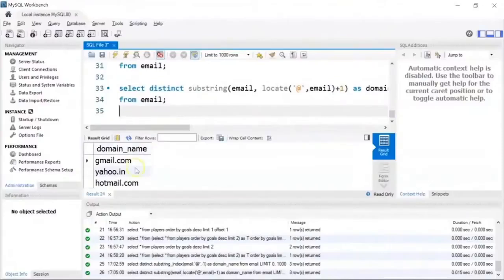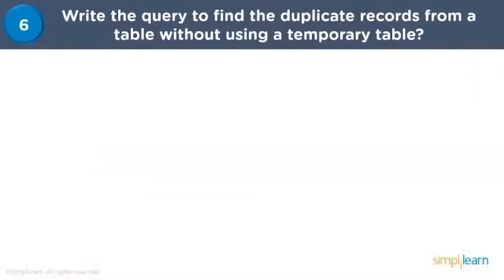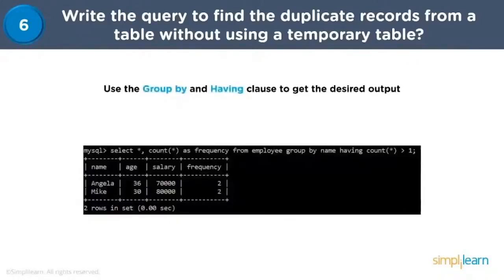Now moving ahead, let's look at our sixth question. So our question is, write the SQL query to find duplicate records from a table without using a temporary table. Now, one of the other variants of this question is to delete all the duplicate records from a table without using a temporary table. Now to solve such queries, you can use the group by and the having clause. Let's look at how to do it.